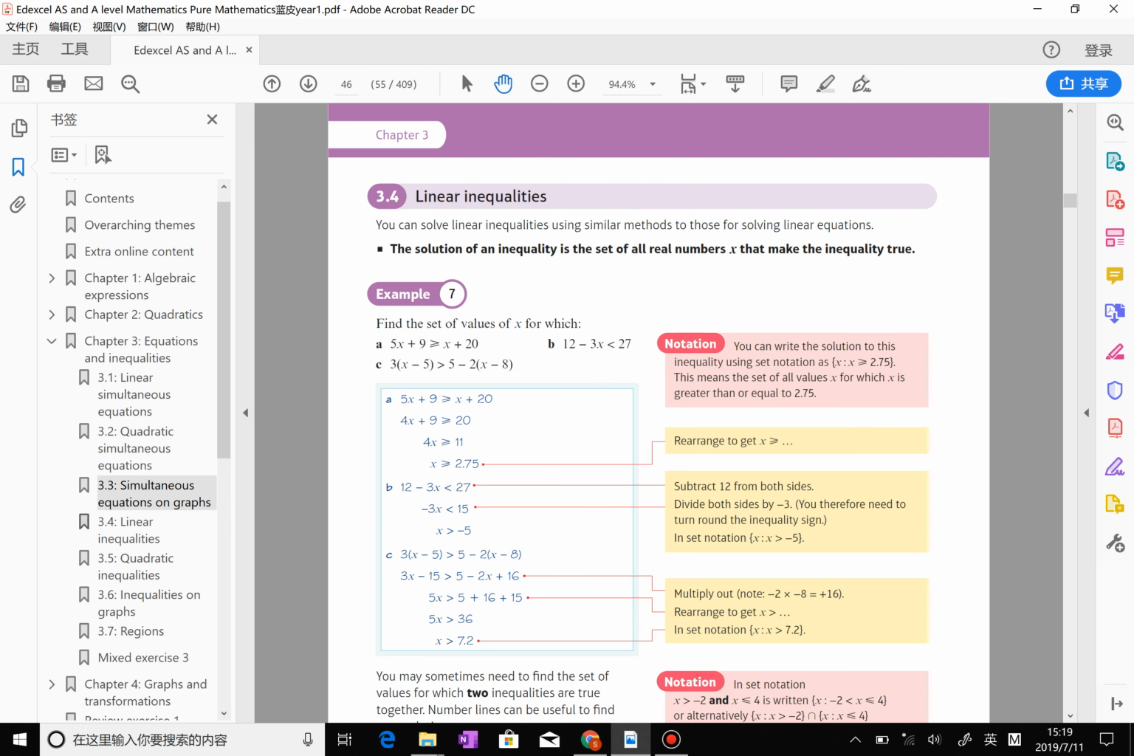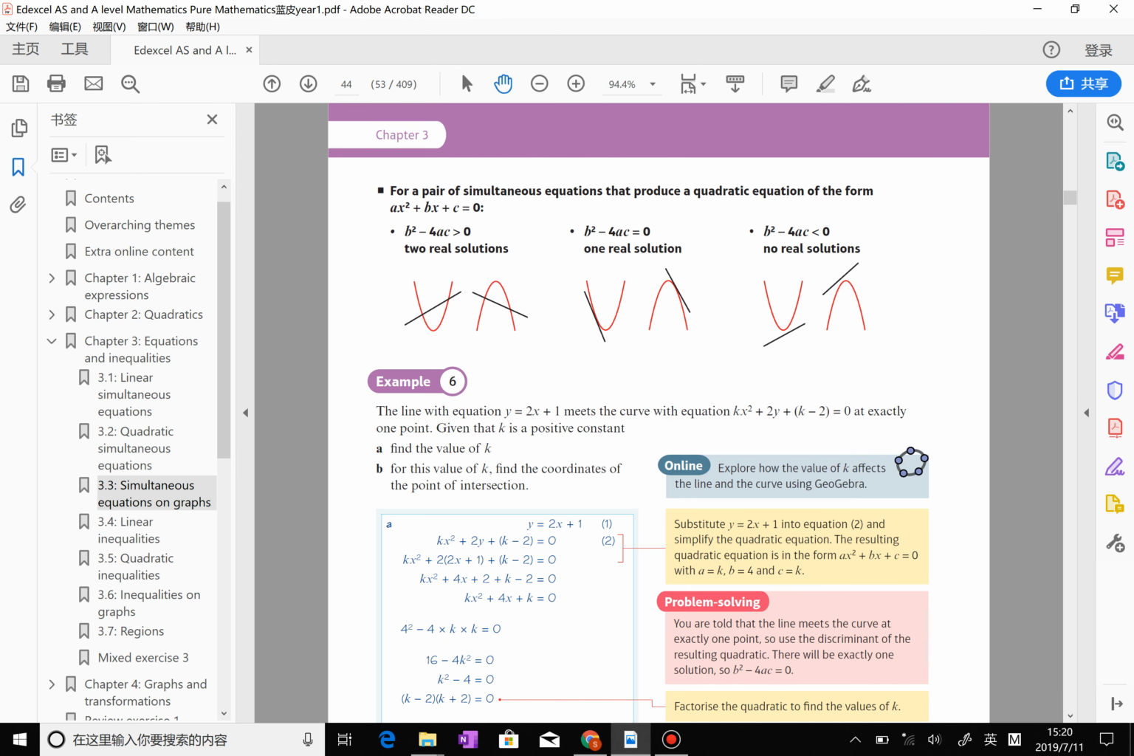All right. So for the next video, we're going to discuss linear inequalities. I hope you enjoyed this video and understand how to do simultaneous equations on graph, and also understand the discriminant when it's greater than 0, equals 0, or less than 0.